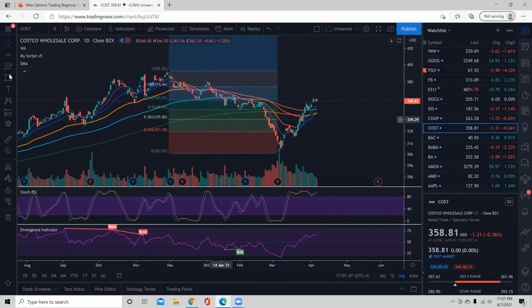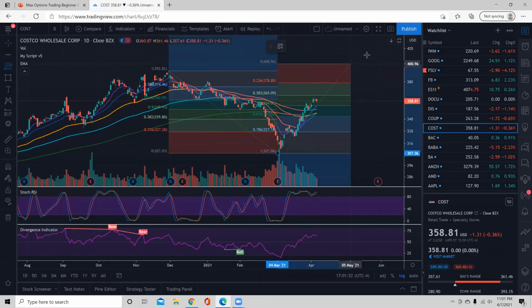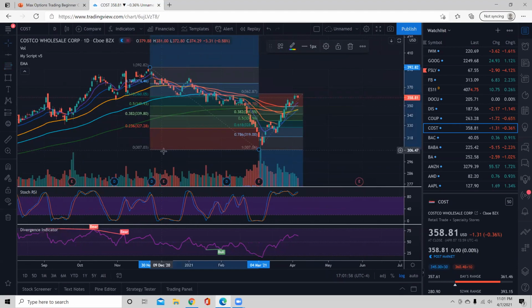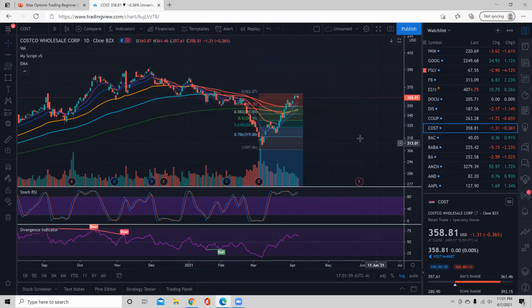Now if we're looking at an uptrend, we're going to go to the bottom, and then go to the top of the current uptrend. Let me clean that up for you guys so it's easier. So here's the current uptrend.